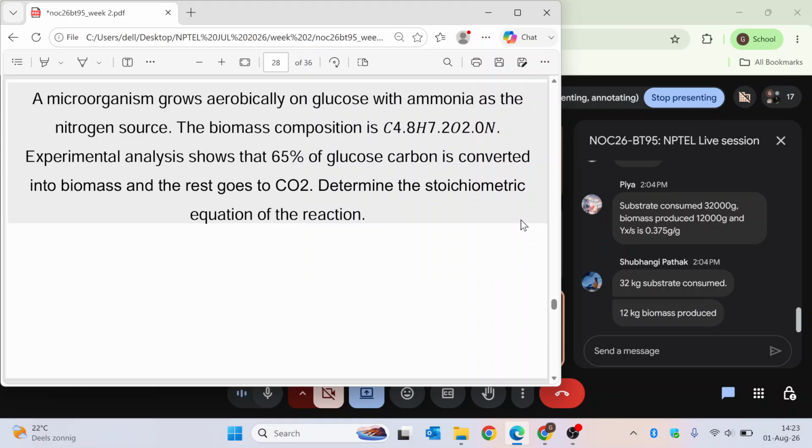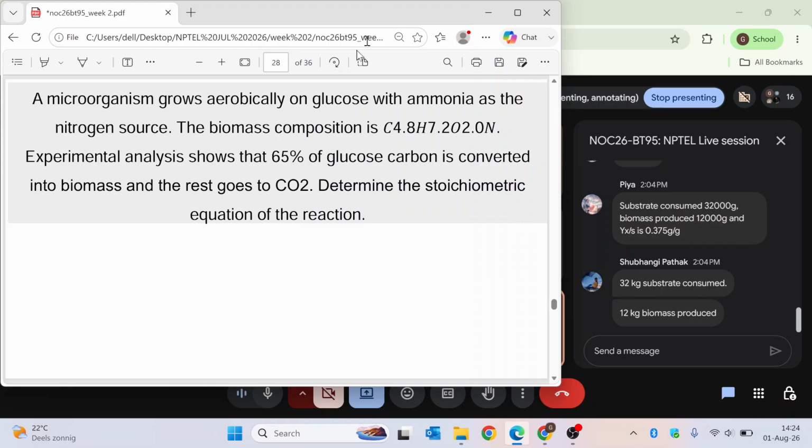See, in this question we have explicitly mentioned that ammonia is the nitrogen source, and the molecular formula for the biomass is C4.8 H7.2 O2 N0.8. Experimental analysis shows that 65% of the glucose carbon is converted into biomass and the rest goes to carbon dioxide. So here you have to determine the stoichiometric equation of the reaction.